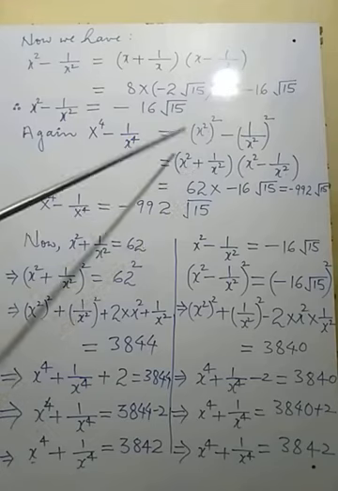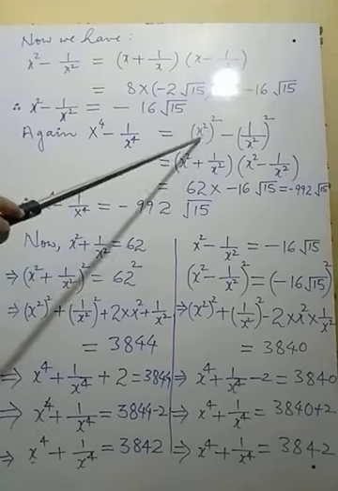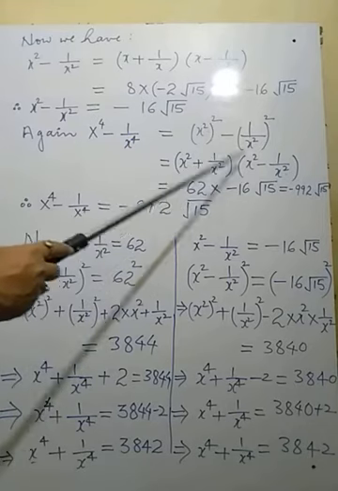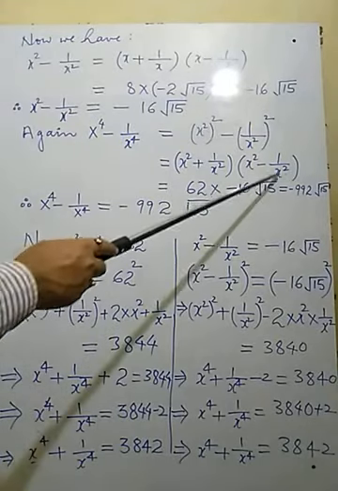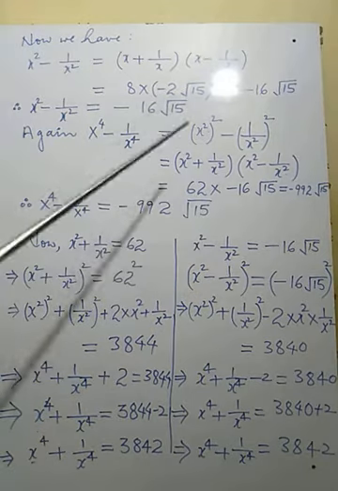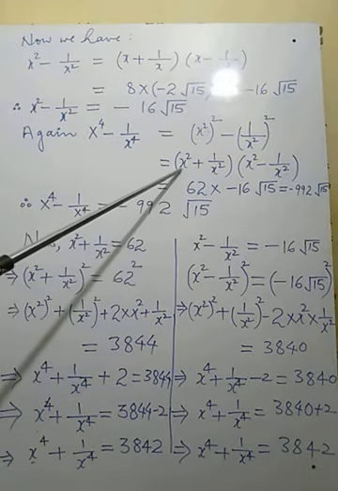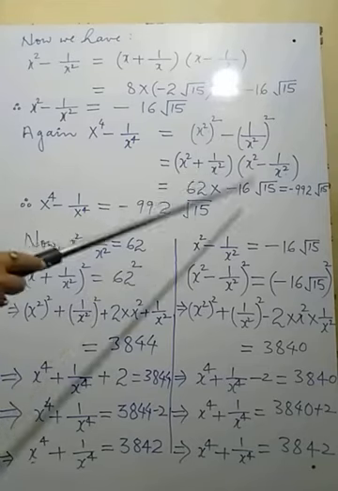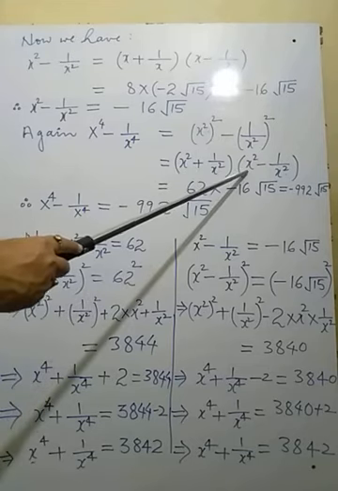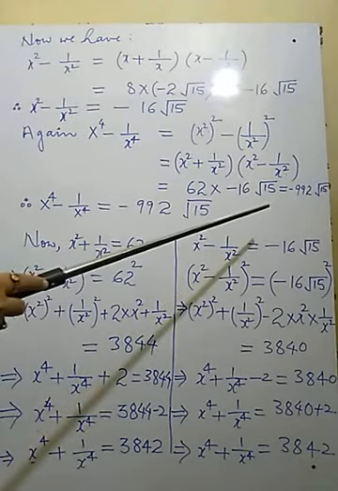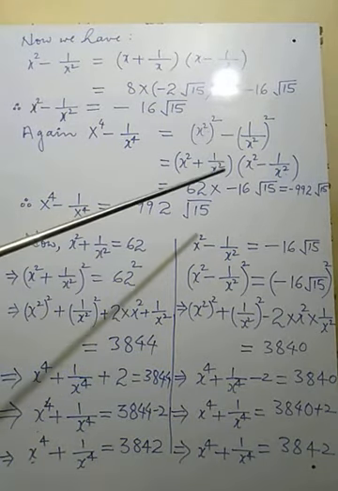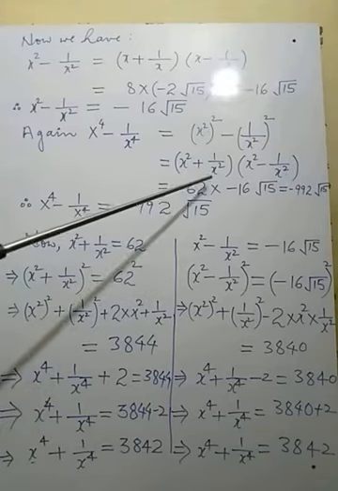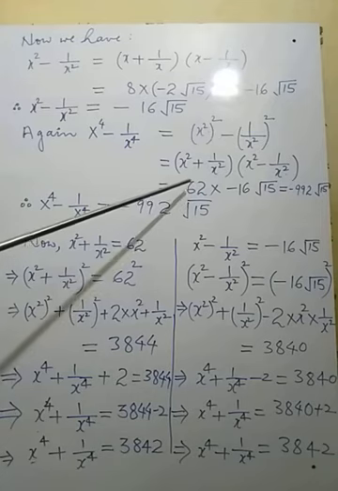Now in one bracket it will be x square plus 1 upon x square, and in the second bracket x square minus 1 upon x square. We have calculated previously the value of x square plus 1 upon x square. Secondly, we have calculated the value of x square minus 1 upon x square. In previous steps, we have already calculated them. So we have to put the values from the previous calculation.